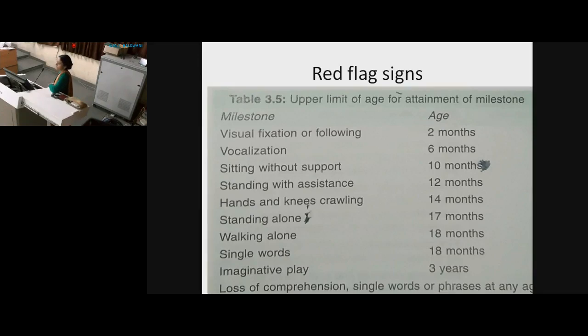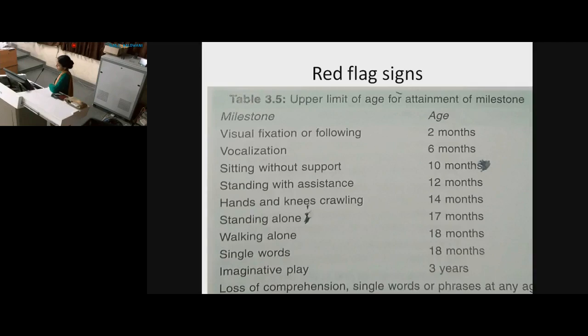If the child is not crawling, again, crawling comes at around 9 months, if it's not there by 14 months. Standing alone by 17 months, walking alone by 18 months. So usually we say 1 to walk and 2 to talk. We expect a child to walk by 1 year to 15 months. If they're not walking alone by 18 months, we are alert. Not speaking even a single word by 18 months, we are alert.